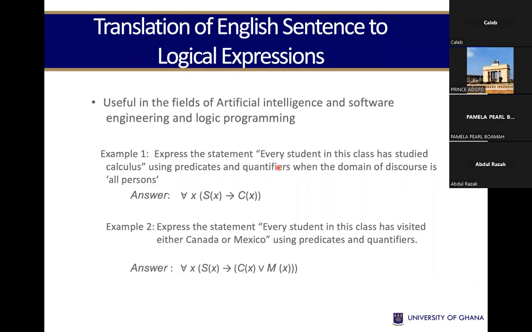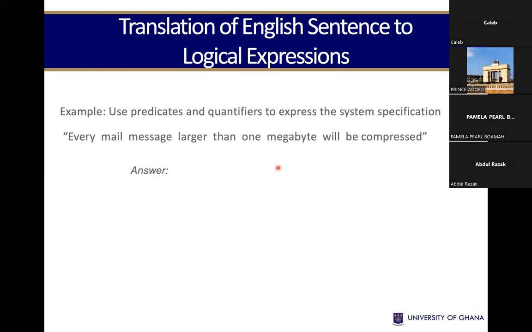So if you're a student in a class, then you have studied calculus. You can be a student in a different class or a cohort. Are you with me? The fact that you are all students at University of Ghana doesn't mean you're all reading DCIT 105. So that's what it means here. Again, when you go to the last part here, it's not every mail that will be compressed. It is only the mail that is greater than 1 meg that will be compressed. If the mail is less than 1 meg, it will not be compressed.